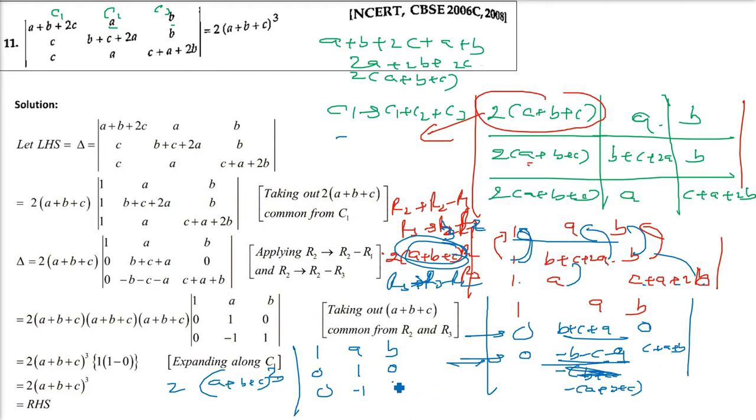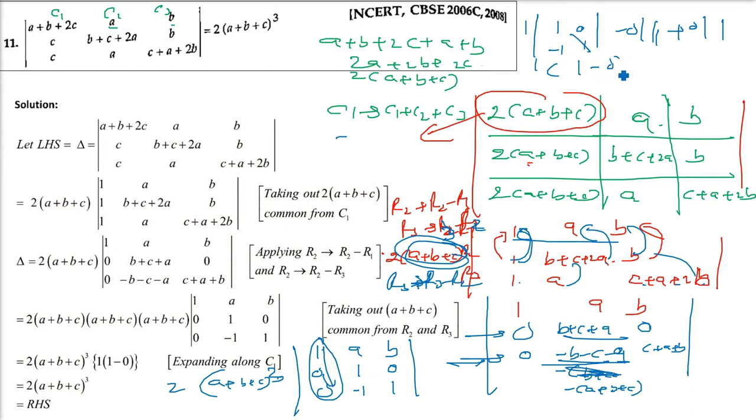Since there are 2 zeros in the first column, we'll open it using the first column. So 1 into, you get 1, 0, minus 1, 1, 1, 0, minus 1. Then you have minus 0 into something. You don't worry about that, plus 0 into something, because it will be 0 always. So it will be 1 into 1 minus 0. So 1 it will come. So it will be twice of A plus B plus C cube.